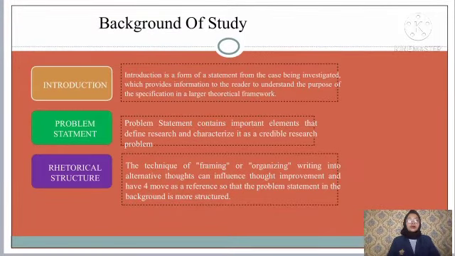Introduction is a form of a statement of the case being investigated, which provides information to the reader to understand the purpose of the specification in a larger theoretical framework. This section might also include background information on the problem, such as a summary of any research that has been carried out and how an experiment would help to clarify or broaden knowledge in a general area. The introduction serves to motivate readers to read the entire thesis. Therefore, the section should be written as interestingly as possible.